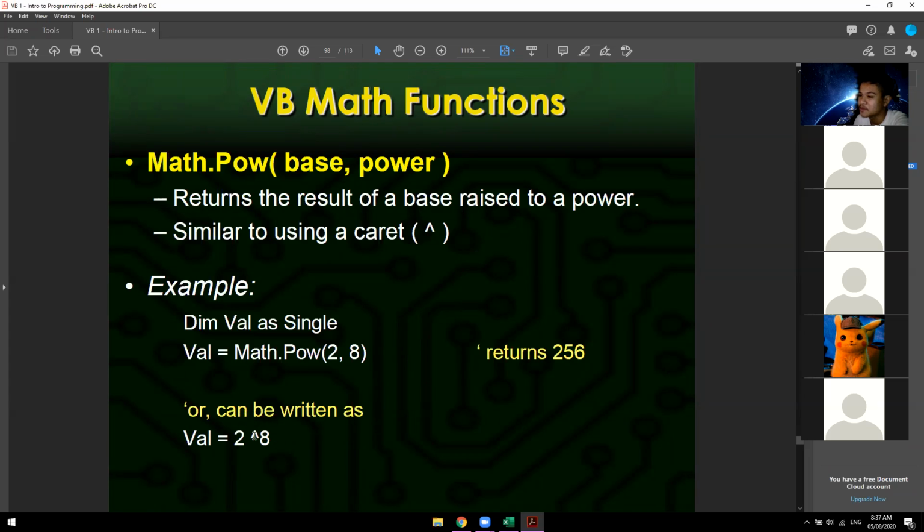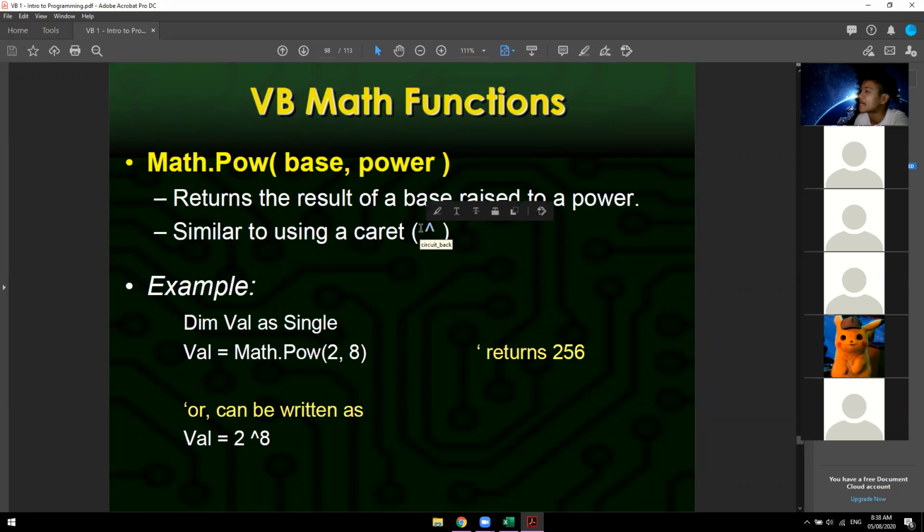Okay? So kung gusto mong, or kung ayaw mong gumamit nito, pwede ka naman gumamit ng mas long method or longer method, which is math.pow or math.power. So ito yung syntax niya. So yung una is yung base, and then pangalawa is yung power. Okay? So kung nakalagay dito is 2, and then yung power is 8, then 2 raised to 8. Okay? So this will return the result of a base raised to a power, similar to using a caret.